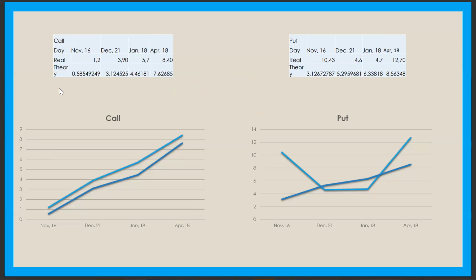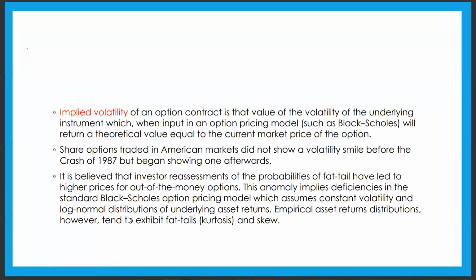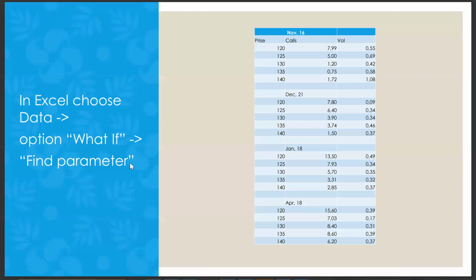And I can show you in another way. So this is the idea of implied volatility: we set the theoretical value equal to the premium, the current market price. And it became actual during the crash of 1987, not before.